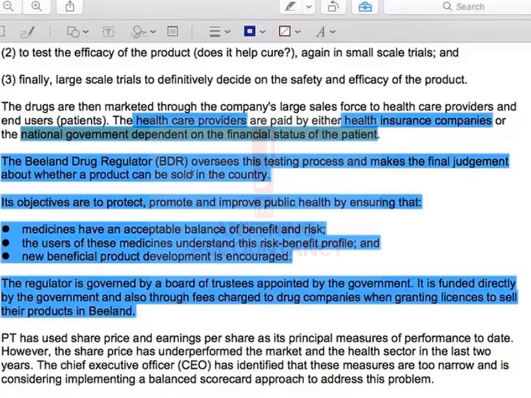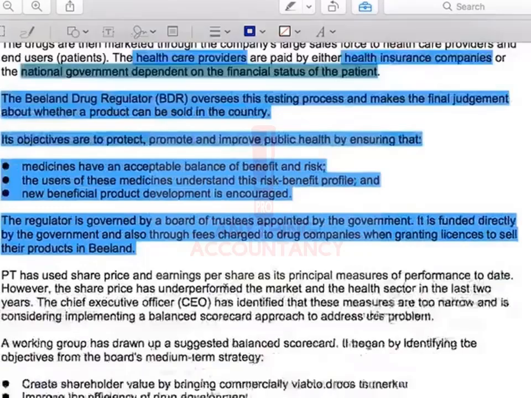So that's what they want to do. Now, the regulator is governed by a board of trustees appointed by the government. It's funded directly by the government. So that means the government becomes a key stakeholder, yes or not? And also through fees charged to drug companies when granting licenses to sell their products.